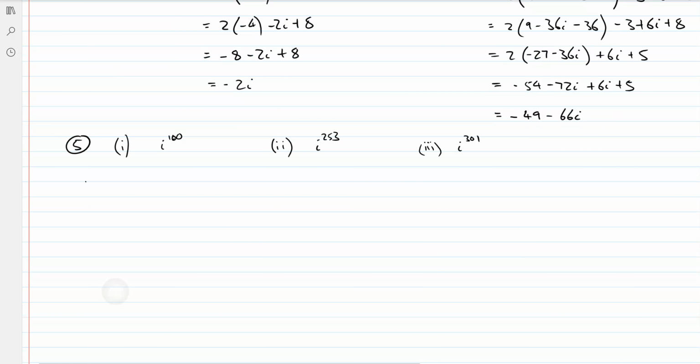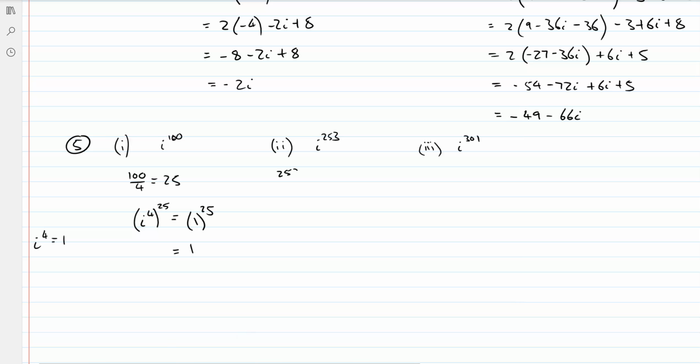So the best way of doing this is taking the power and dividing it by 4, because remember i to the 4 is 1. So this is 25 times, so it goes in exactly. So this is the same as writing i to the 4 to the 25, and i to the 4 is 1. So this is just 1.